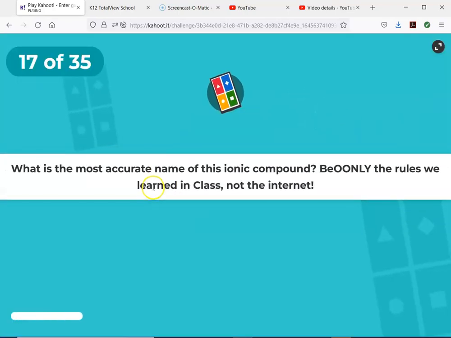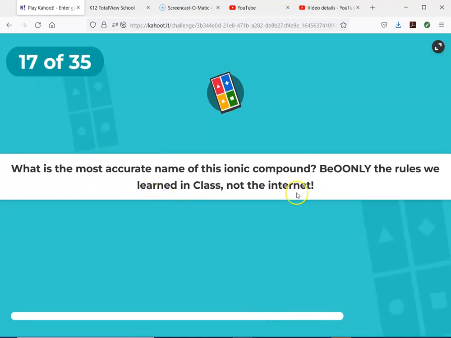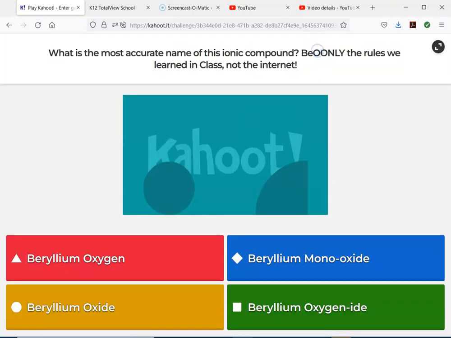Number 17, what is the most accurate name of this ionic compound? The ionic compound is BeO. And remember, only use the rules we learned in this class, nothing from the internet. So BeO. All right, ionic compound, name the metal. Beryllium. Okay, so that doesn't help us, right?